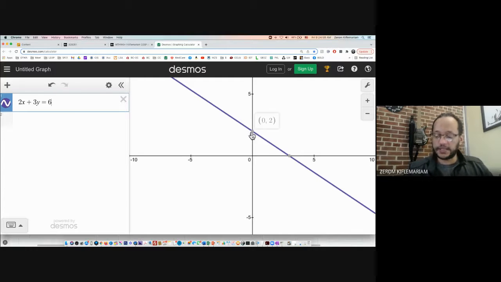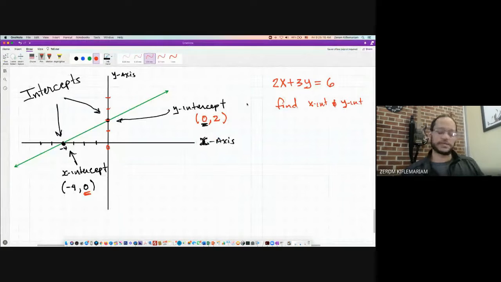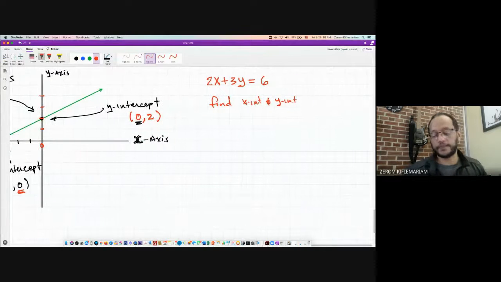So what is the x-intercept? What is the y-intercept? The x-intercept is (3, 0). The y-intercept is (0, 2). We already saw the answer, but if I don't know the answer, and I'm not using a graphing calculator to answer this question, how do we do that?